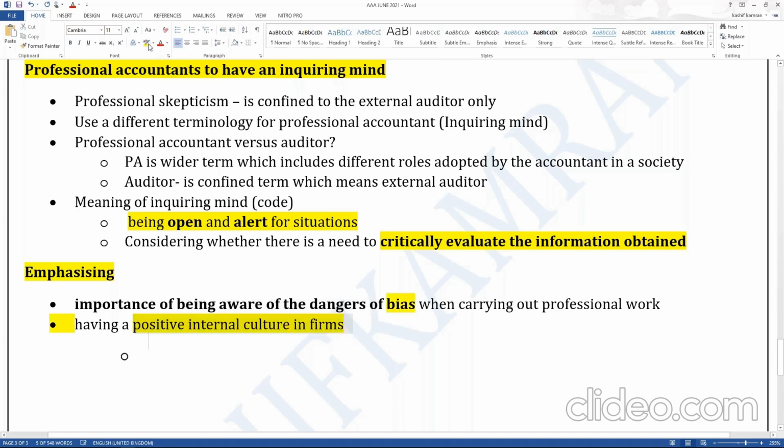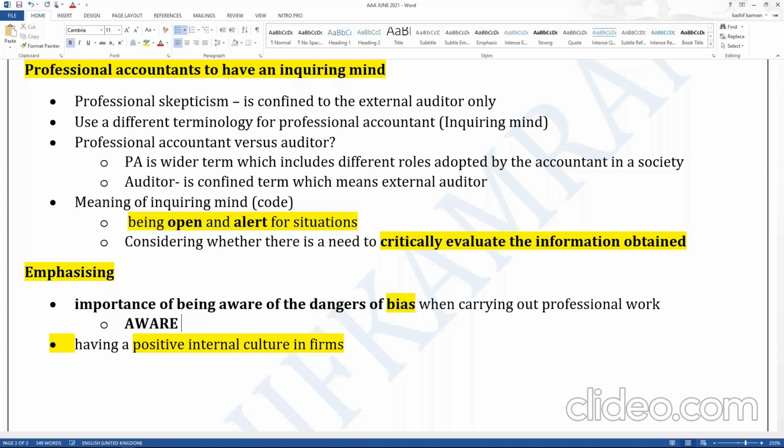Let's see what they mean. Now, the code of conduct is emphasizing the importance of being aware of the danger of bias. So the accountant should be aware of the danger of bias, including the technological bias we discussed yesterday. As an accountant, you should be aware of bias and how biasness influences objectivity and professional behavior. I hope that's pretty simple to understand, right? How biasness influences your objectivity and professional behavior as an accountant.